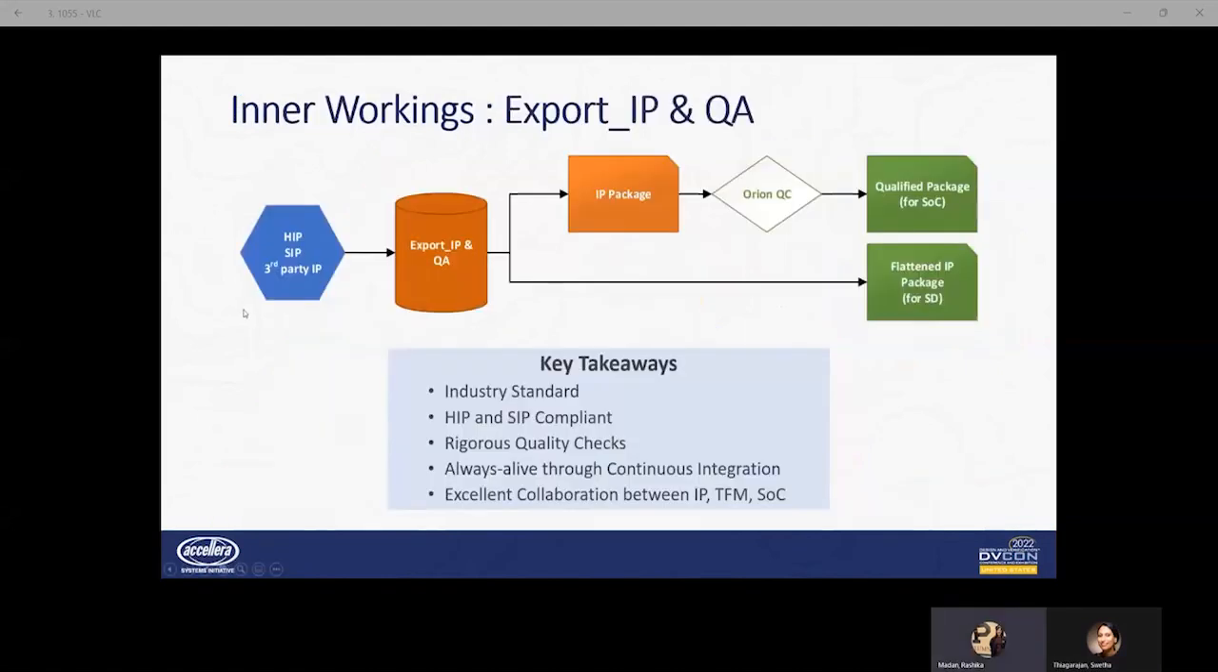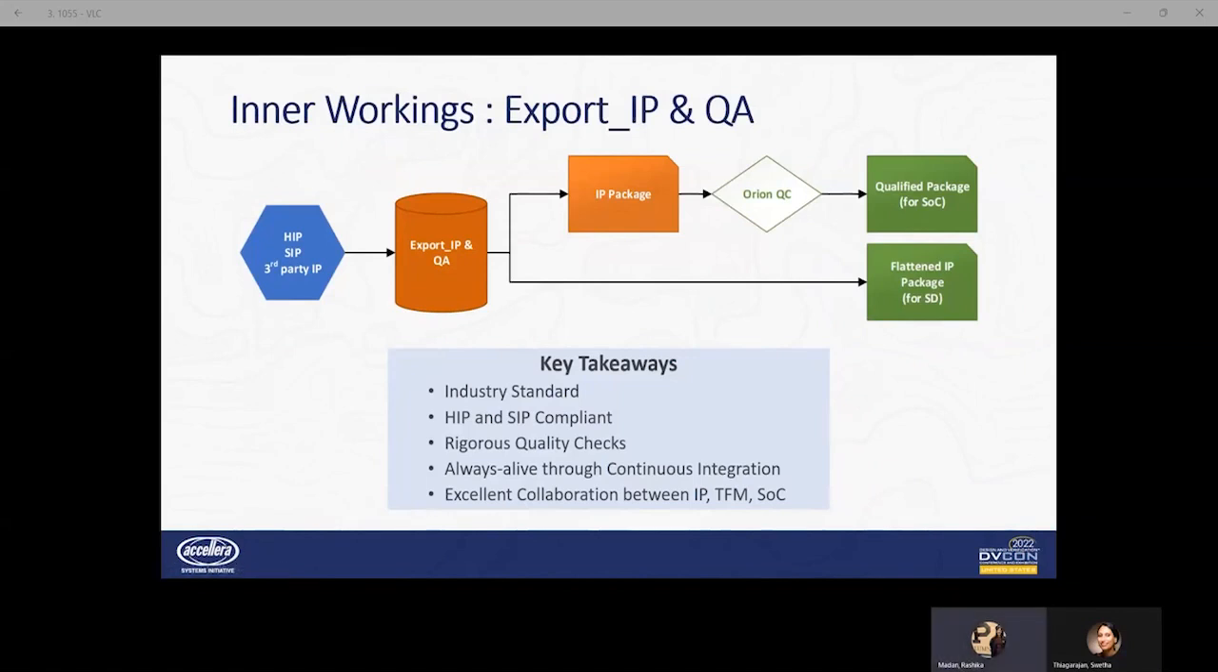Thank you, Swetha, for setting the stage. Hello, everyone. I'm Rashika, an SoC design engineer at Intel, and we will now dive into the architecture of this novel packaging tool, Export IP, which is always alive and has its own built-in qualification mechanism.